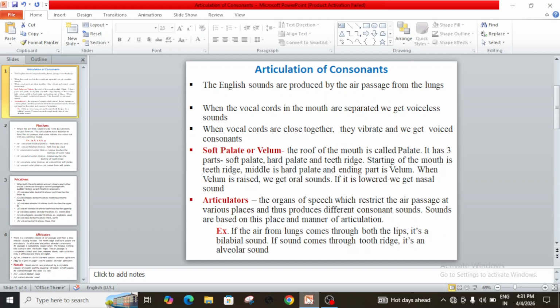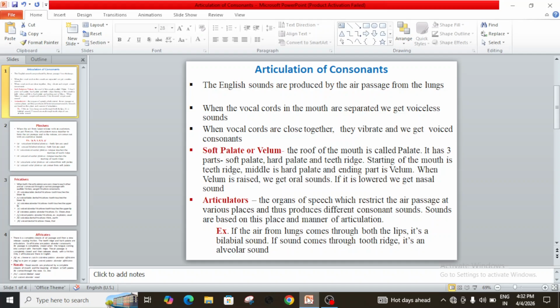When the velum or soft palate is raised we get oral sounds, and when the velum or soft palate is lowered we get nasal sounds. Nasal sounds means the sounds which we get through our nose.